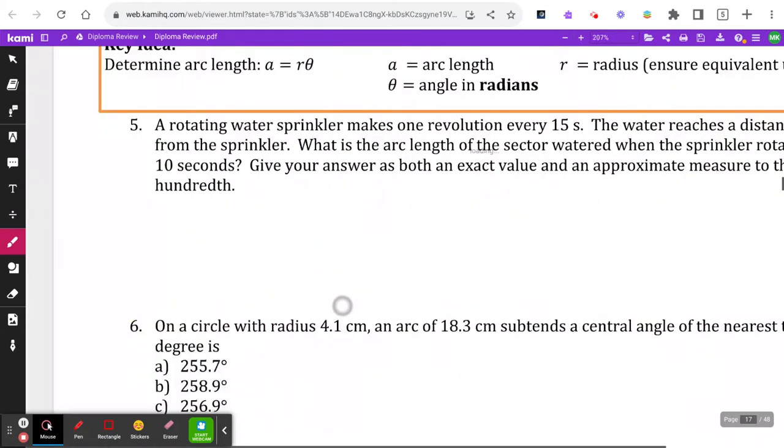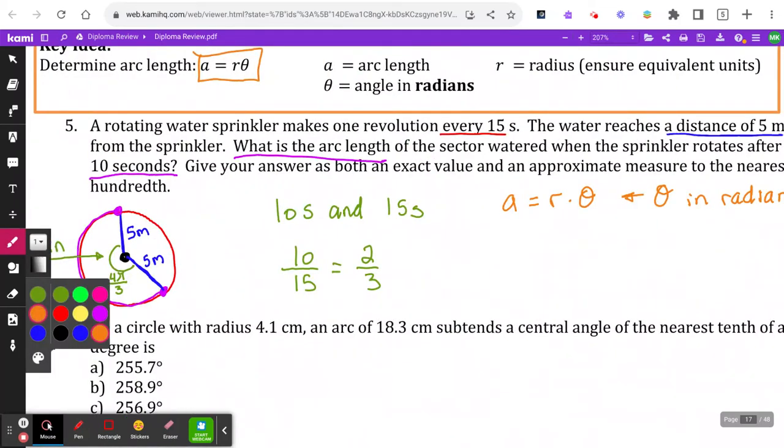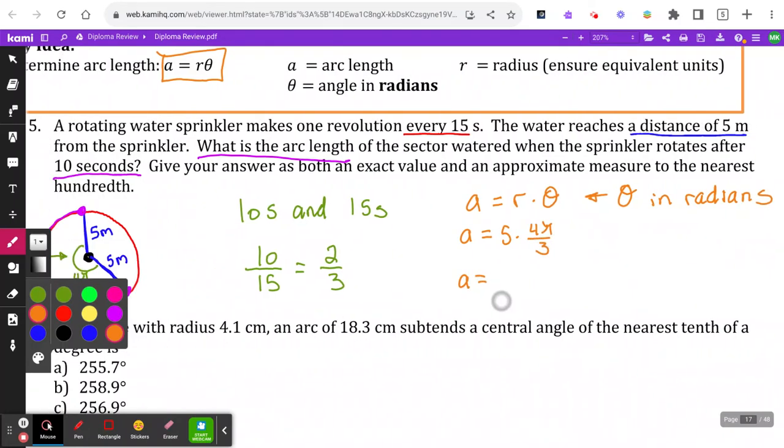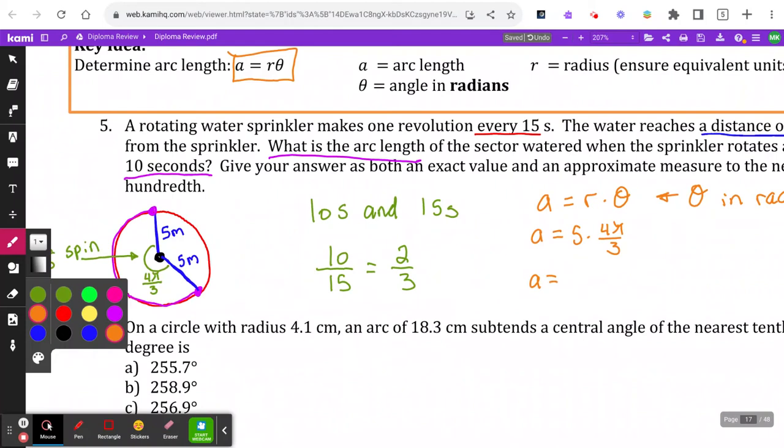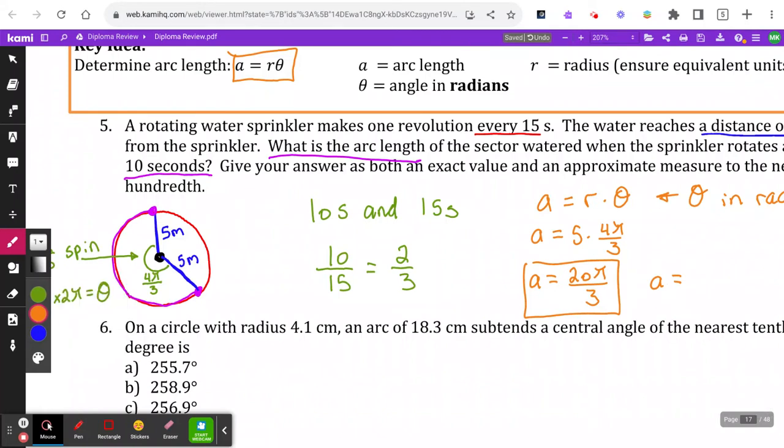Perfect. Now I can just use my formula. The arc length is equal to the radius, which is 5, times the angle, which is 4 pi over 3. We'll do an exact value and then to the nearest hundredth. As an exact value, 5 times 4 is 20 pi over 3. That's the exact value. If you were to round that, 20 pi divided by 3 is 20.9. Did it say nearest hundredth? 20.94.